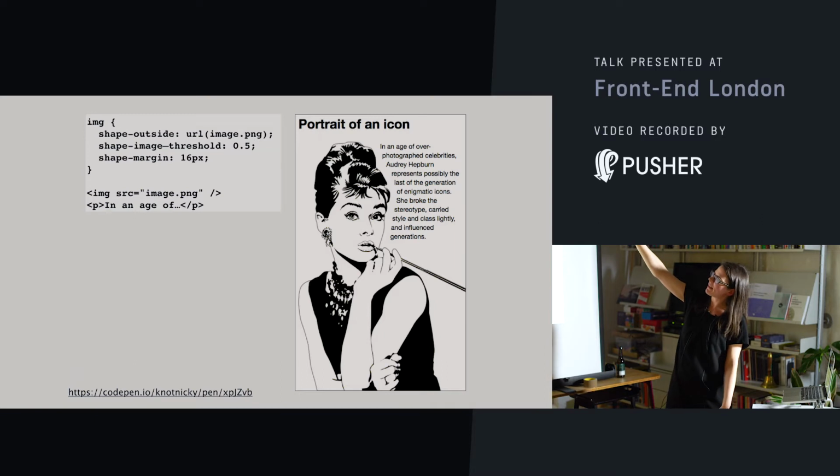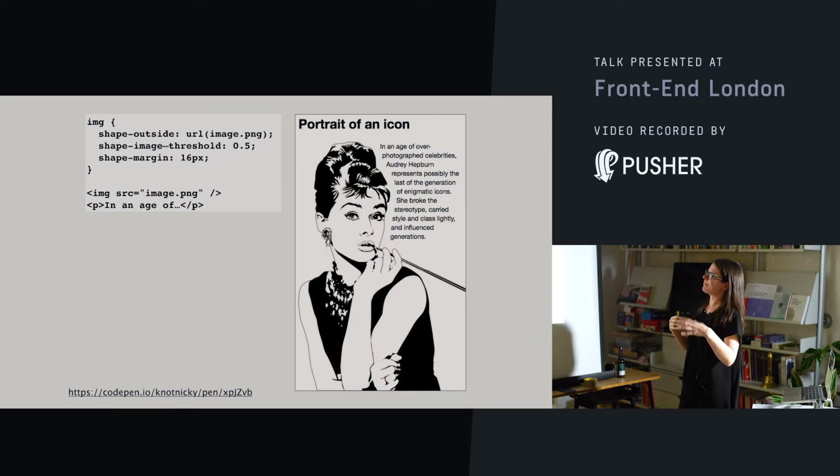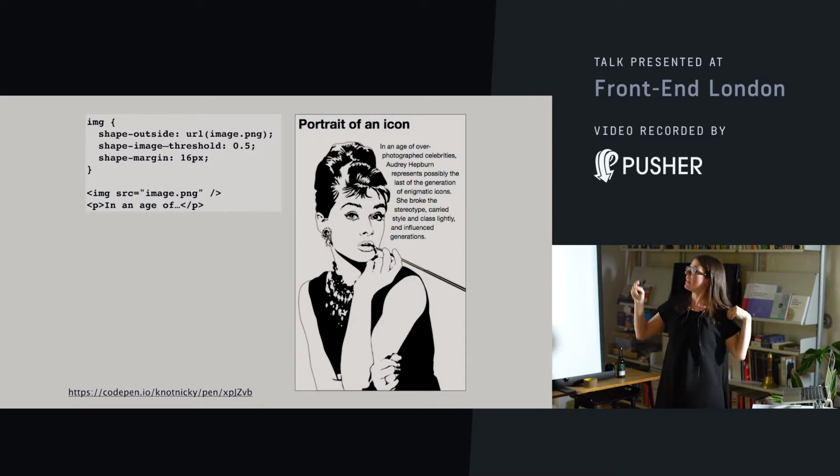There's a couple of extra bits there that are added in. So shape-outside is the image that you're going to wrap the text around. The image threshold is how much of the pixel is transparent before it's recognized as the alignment. And then this new shape-margin property is just to get that gap so that things don't bump right up against each other.